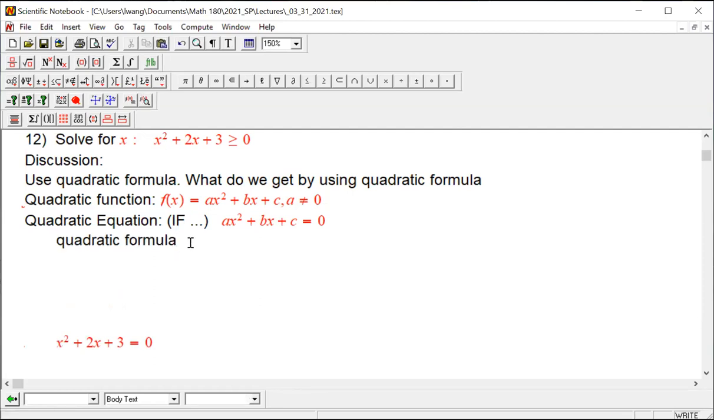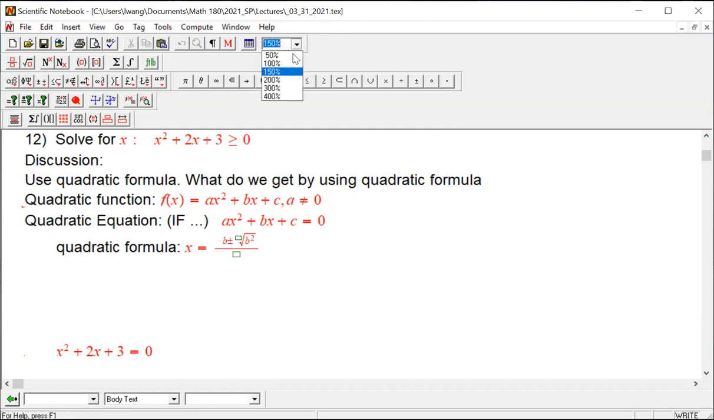But now the question is, does it always give us the x-intercepts? Plus or minus b, minus b plus or minus the square root of b squared minus 4ac.